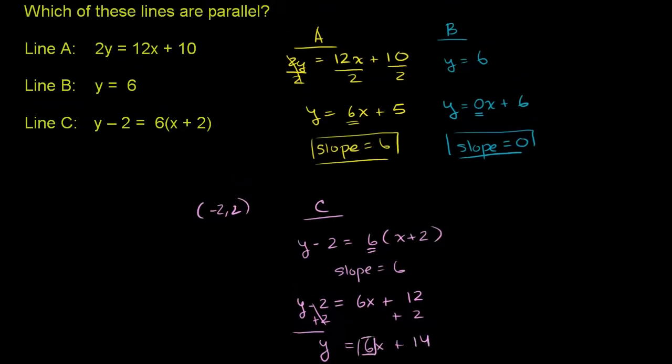So line A and line C have the same slope. So line A and line C are parallel, and they're different lines. If they had the same y-intercept, then they would just be the same line.